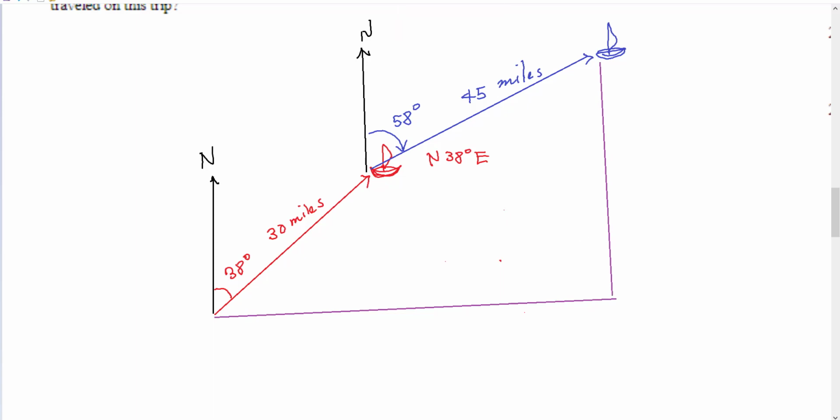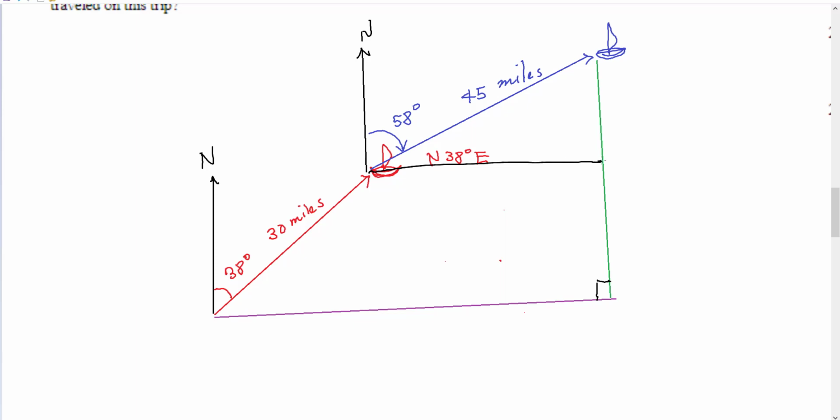Let me make it a different color. This is a north distance, and we have to have this one as a 90 degree over here. 90 degree. And now, in fact, I need to draw the two right triangles.